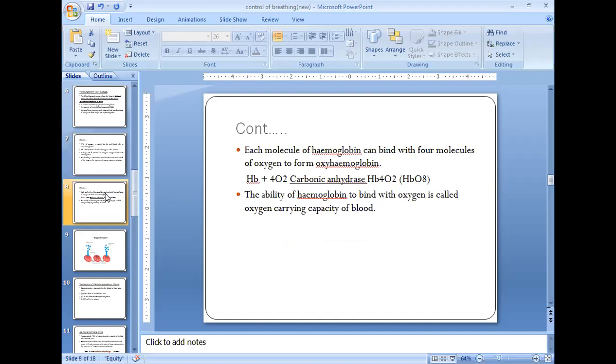Next, how many molecules can be carried by one molecule of hemoglobin? 4 oxygen molecules can be carried by one molecule of hemoglobin. You can see from the equation, hemoglobin plus 4 oxygen molecules in the presence of carbonic anhydrase enzyme gets changed into what? Into oxyhemoglobin, or you can write it in this form, HbO8. The ability of hemoglobin to bind with oxygen is called the oxygen carrying capacity of blood.